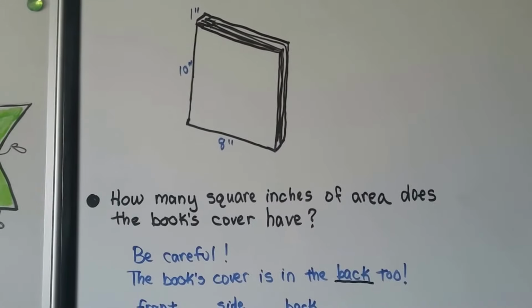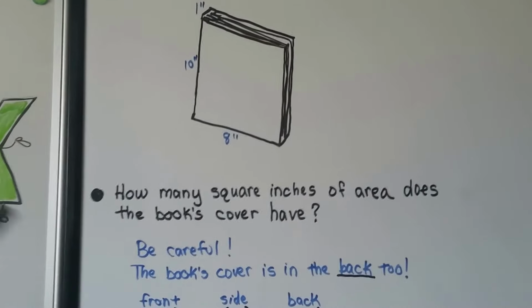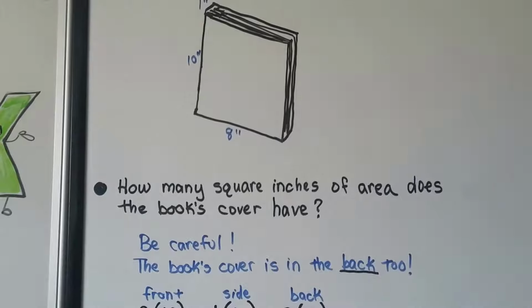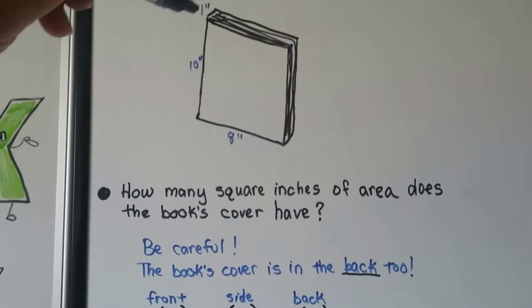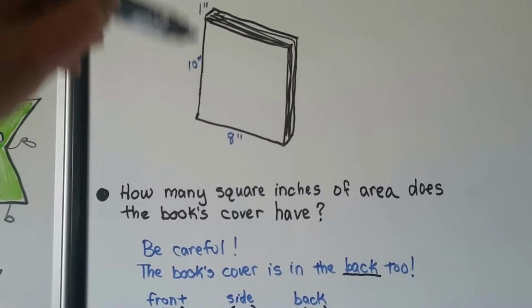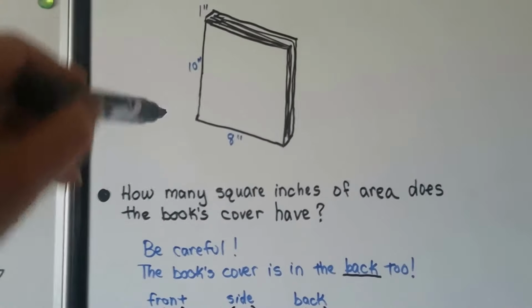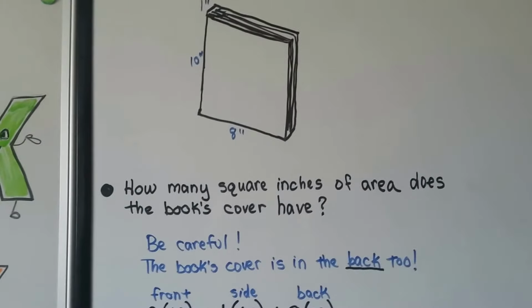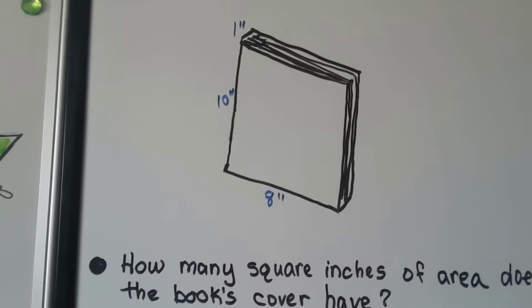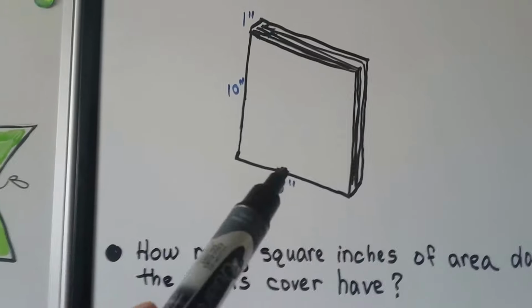So the reason I'm showing you this is I want you to be careful on word problems that give you a diagram. This book cover is in the back too, isn't it? Not only do we have this 1 inch wide and 10 inch tall binding side that needs to be considered with the front, but there's a cover in the back of the book. So it's telling us that it's 10 by 8.